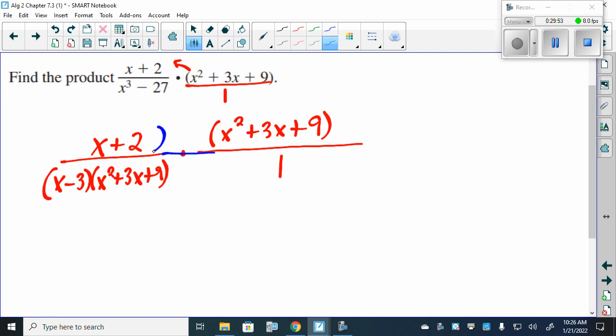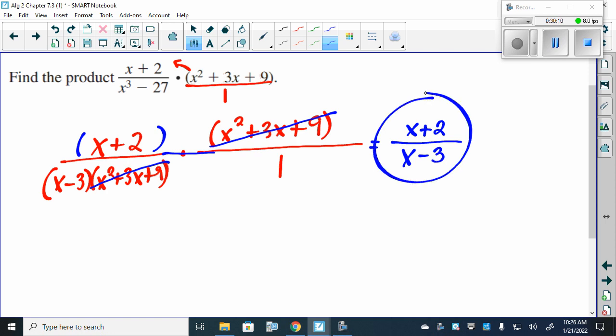We can make this into 1 where these would cancel out, leaving us with over x minus 3. Because again, a lot of times, the other factors will tell us what we need. Any questions on this here?